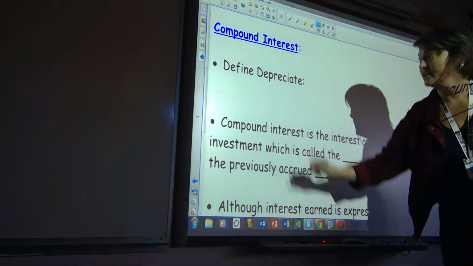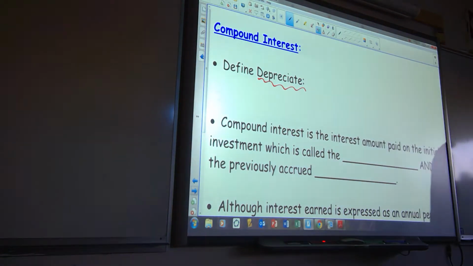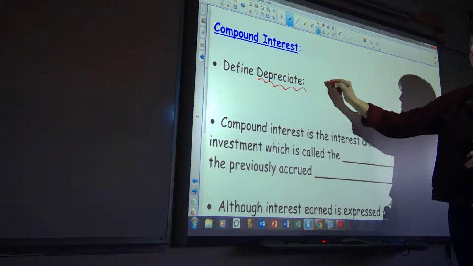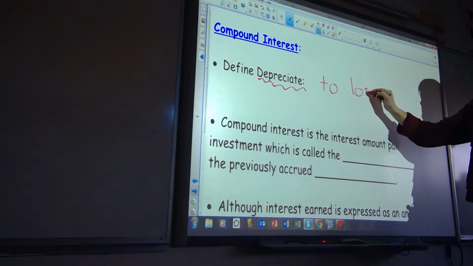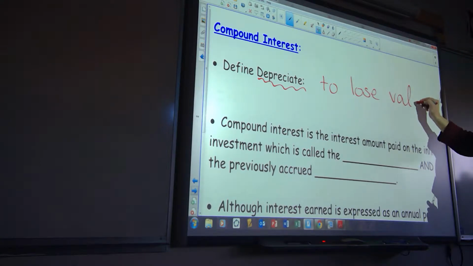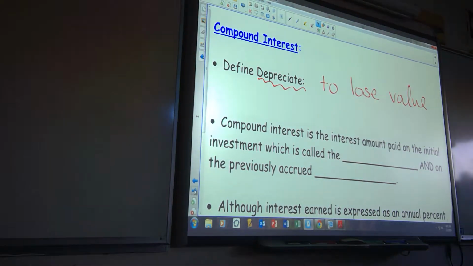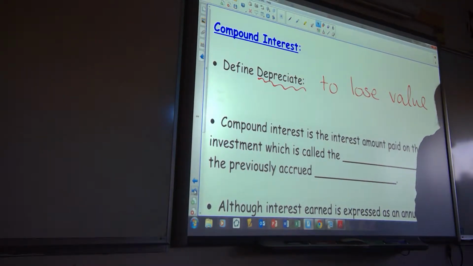There's occasionally you're going to see this word. Do you know what that means? To depreciate. It means to lose value. If you buy a brand new car, you pay for it in cash, you drive it off the lot, the instant you drive it off the lot, it is worth less, which is kind of a drag.